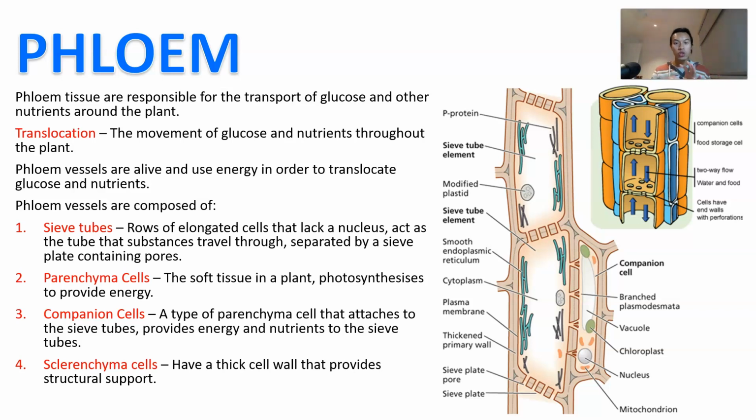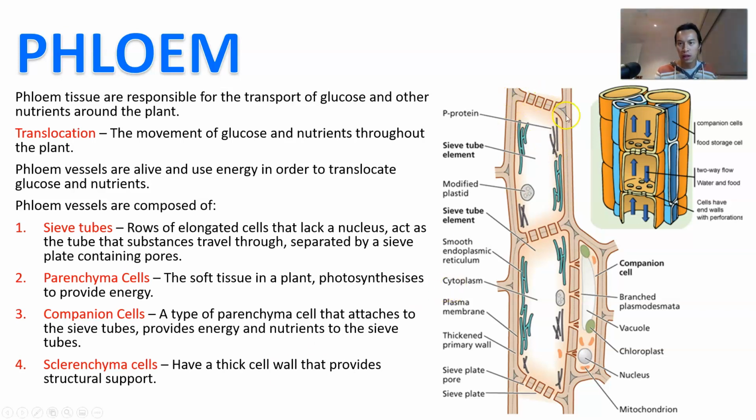And the movement of glucose and nutrients throughout the plant happens in these phloem vessels, okay? Phloem vessels, unlike xylem vessels, are actually alive, and therefore they have to use energy in order to translocate glucose and nutrients, and they have 4 different types of components in them, and it's quite a complex series of interactions that happens between them. Okay, you have your main compartment, which are what we call your sieve tubes.